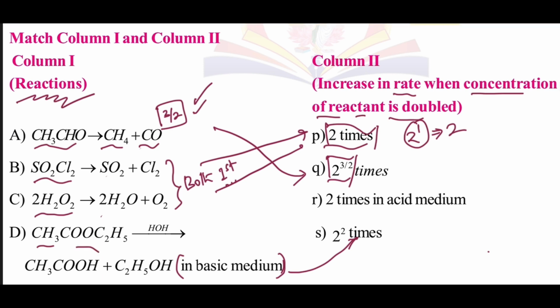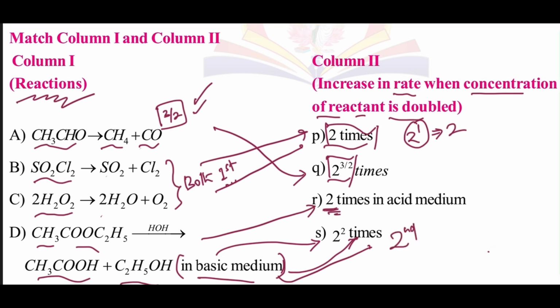CH3COOC2H5 gives rise to CH3COOH plus C2H5OH. In acid medium it is 2 times. In basic medium it is 2 to the power of 2 times. In basic medium, it is a second order reaction. In acid medium, it is a first order reaction.